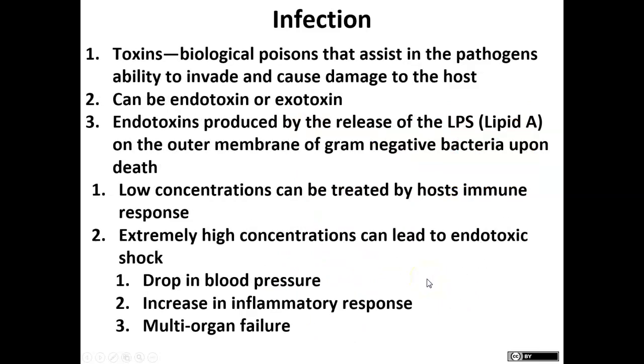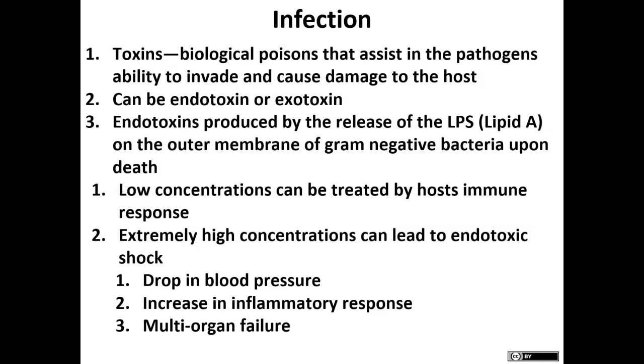Then we have toxins. So toxins are poisons that assist the pathogen in being able to invade the body. So these toxins can be endotoxins or exotoxins. Endotoxins are produced and released by gram-negative bacteria only upon death. And the reason they are only in gram-negative bacteria is that gram-negative bacteria have the lipopolysaccharide that contains the lipid A. And when they die, that lipopolysaccharide breaks, so their cell breaks down, lipopolysaccharide gets into the system, and lipid A is what causes the endotoxin response.